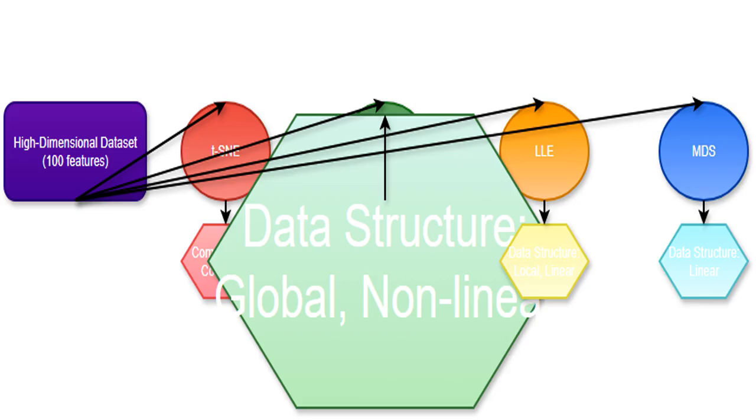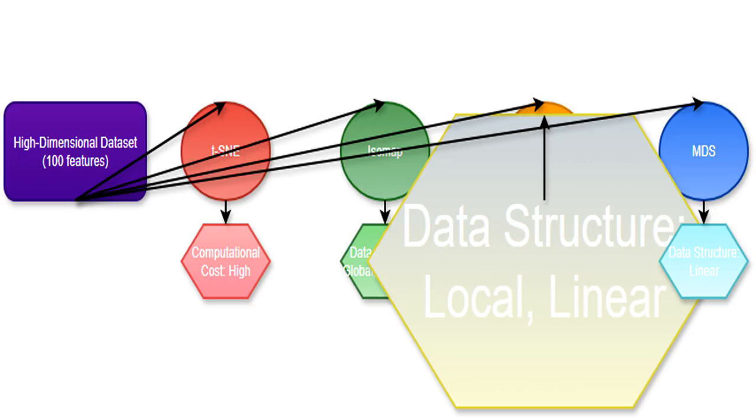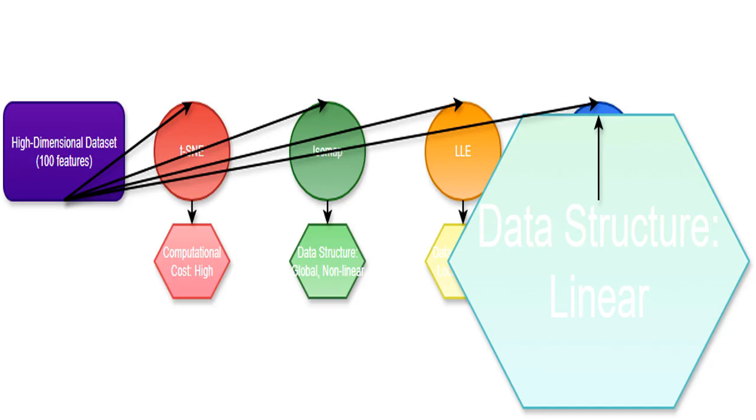This describes data that has a complex, curved structure, not just a simple straight-line relationship. This refers to data that is locally linear, meaning it looks like a straight line when you zoom in close enough on small sections of the data. This means the data follows a straight line pattern. It's a simple relationship between the variables.